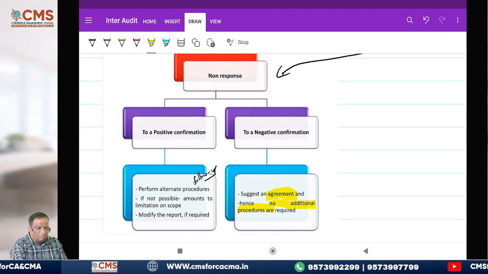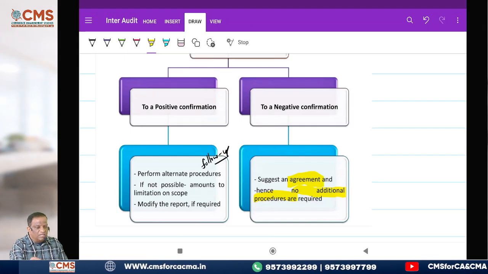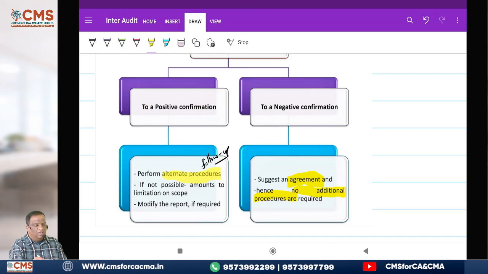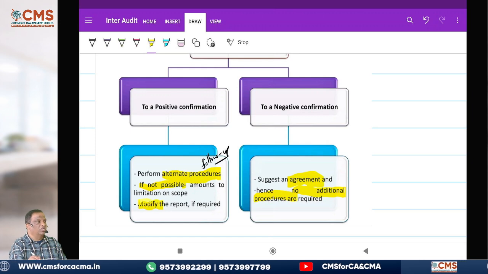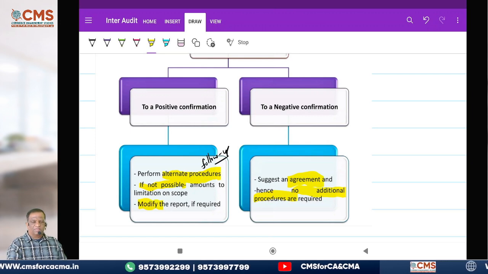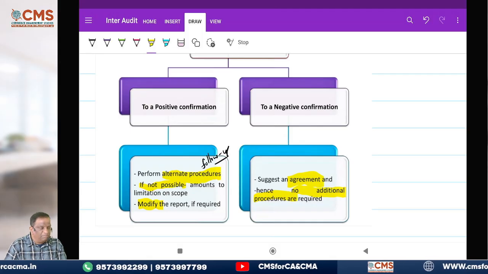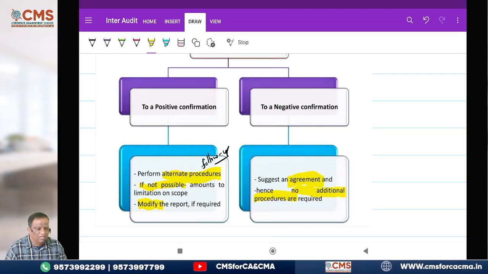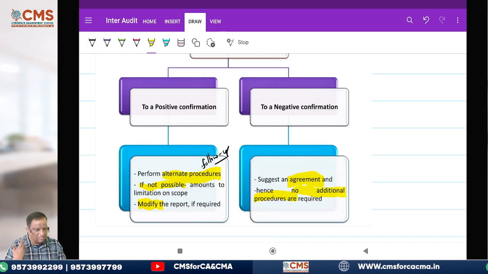But if what you send is a positive confirmation, where you expect the party to respond, but he didn't respond, then what do I have to do? I have to perform alternate procedures. If that is not possible, then it will amount to a limitation on scope and I will modify. But when the third party is not responding, what my client can do, I don't care about all that. It is your problem. ICAI wants me to collect it. So if that is not possible, I will say that I have not been given it.